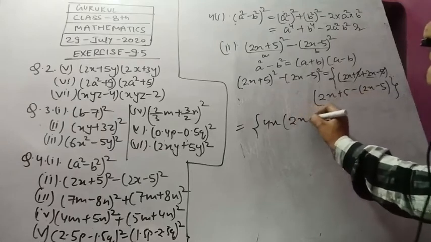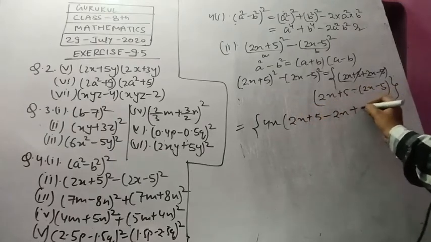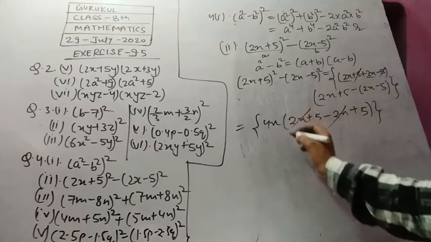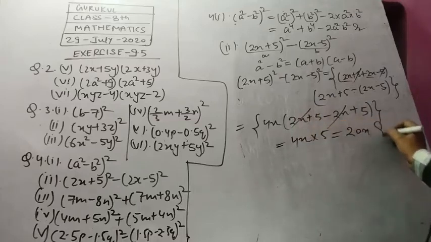Now let us open this bracket. Minus 2x, and minus into minus will be plus 5. So minus 2x and plus 2x get cancelled out. So this will be 4x into 5. 4x 5s are 20x. This is going to be the answer.